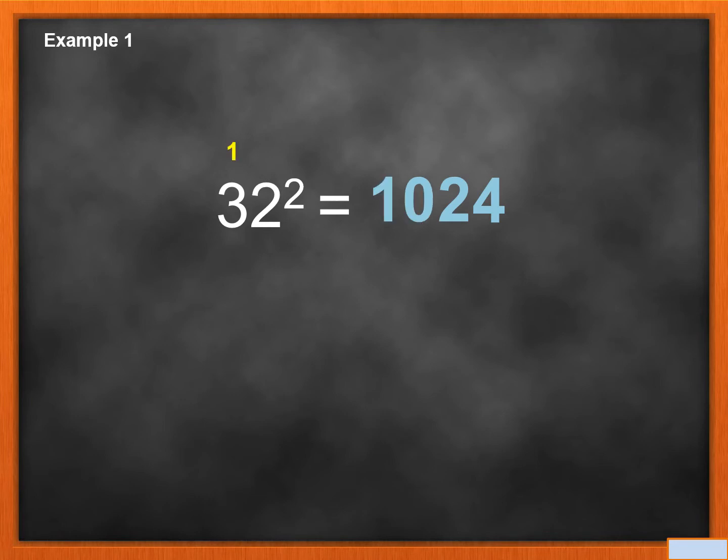Now, in the first example, we're given 32 squared. 2 squared is 4. 3 times 2 is 6, times 2 is 12. Write down 2. Carry 1. 3 squared is 9, plus 1 is equal to 10. So 32 squared is equal to 1024. So I was able to get the correct answer very fast. Do you wonder how? Now in the next example, I'm going to show you the steps in order to find the answer as quickly as you can.